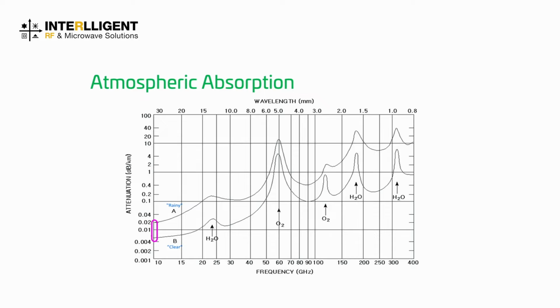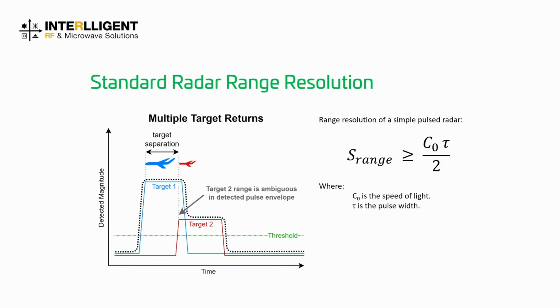Atmospheric absorption isn't taken into account in that previous equation, but at X-band, where we're going to be operating, it's about 0.02 dB. I think that's per kilometre, yes, so not a significant point here.